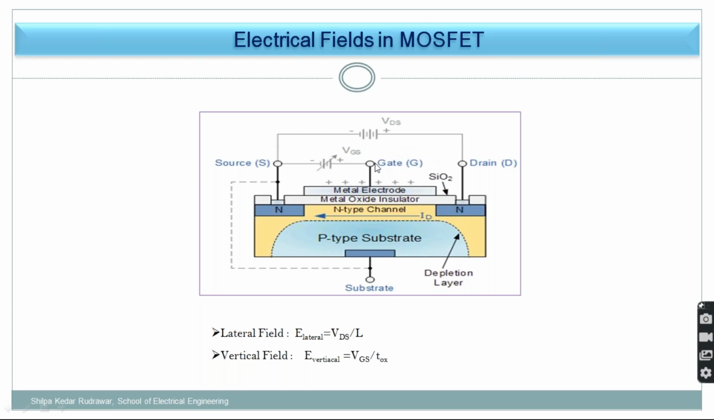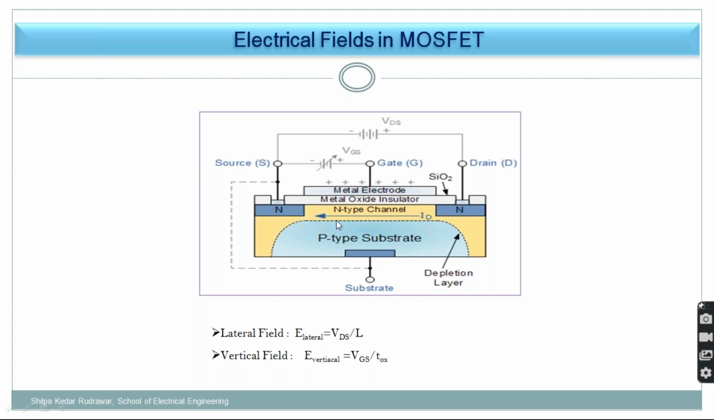That channel will be created when you apply this vertical field. So I need to apply this gate voltage VGS. This will be applied through the metal oxide. The thickness of the oxide layer is defined by TOX. So my vertical field is a function of the gate voltage VGS and the thickness of the oxide.